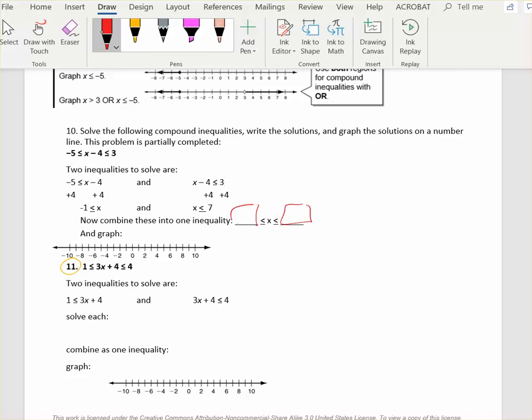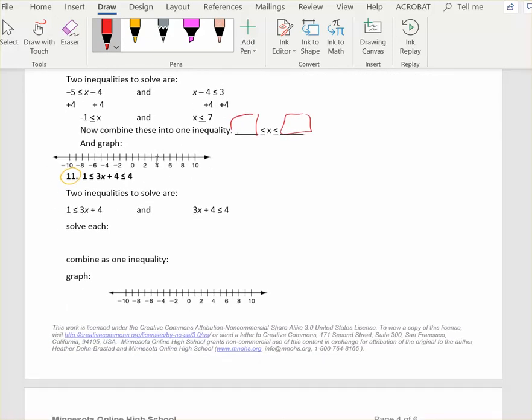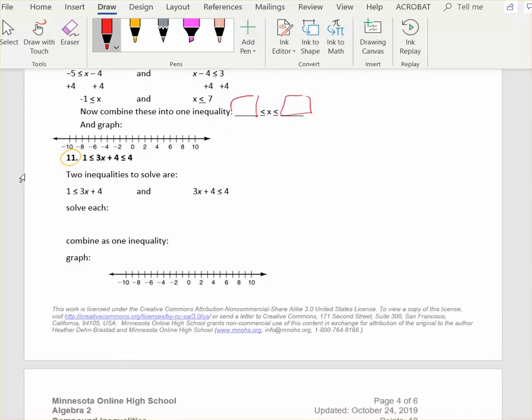So I'm going to do number 11, since number 10 is a lot solved for you already. You can finish that one. I'll do 11 and I'll show you how to make the graphs in Word.